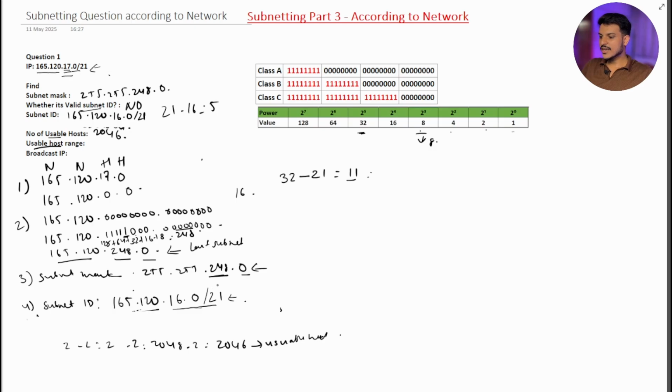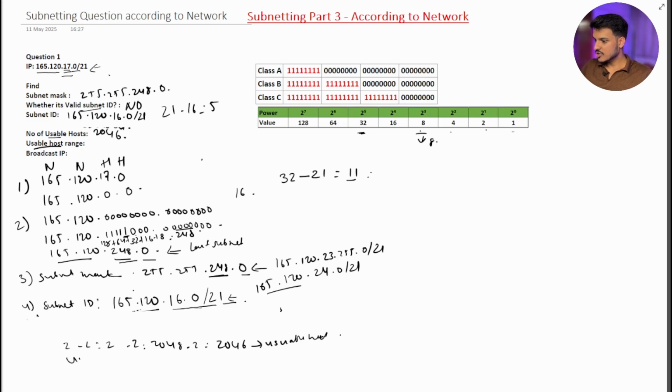So what will be the next subnet? As we have done subnetting in the third octet, our next subnet will increase in the third octet only. So the next subnet will be 165.120.24.0/21. Now, what will be our usable host range? As we found the next subnet, the IP before this subnet will be our broadcast IP, and that will be 165.120.23.255.